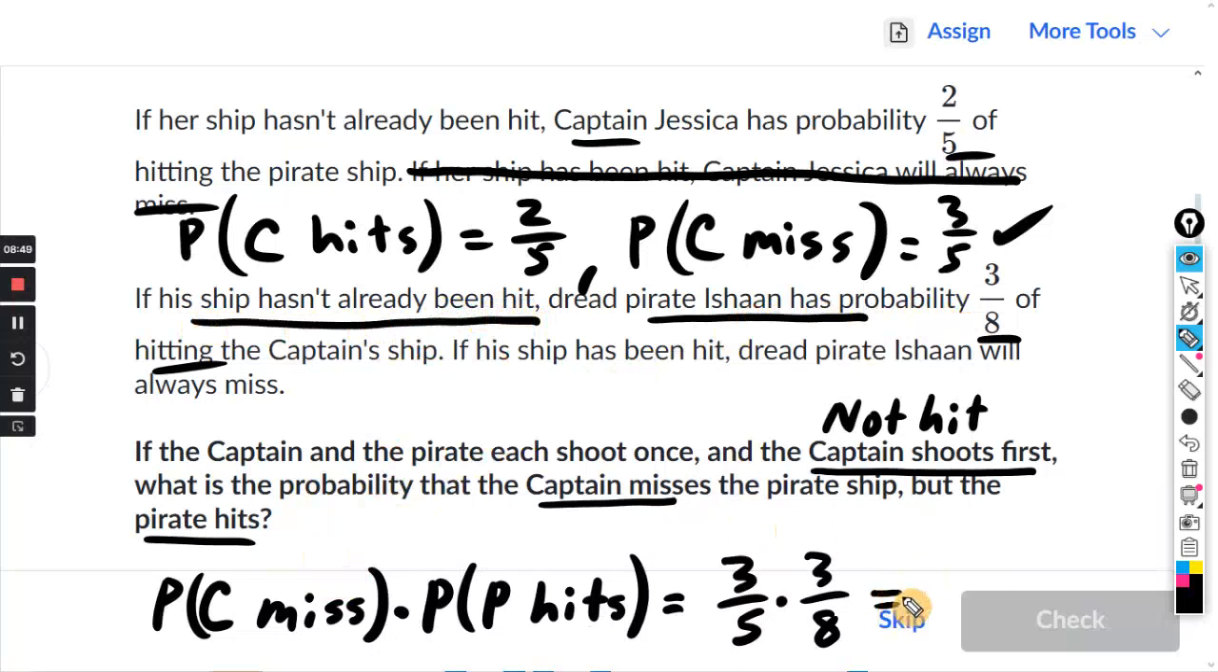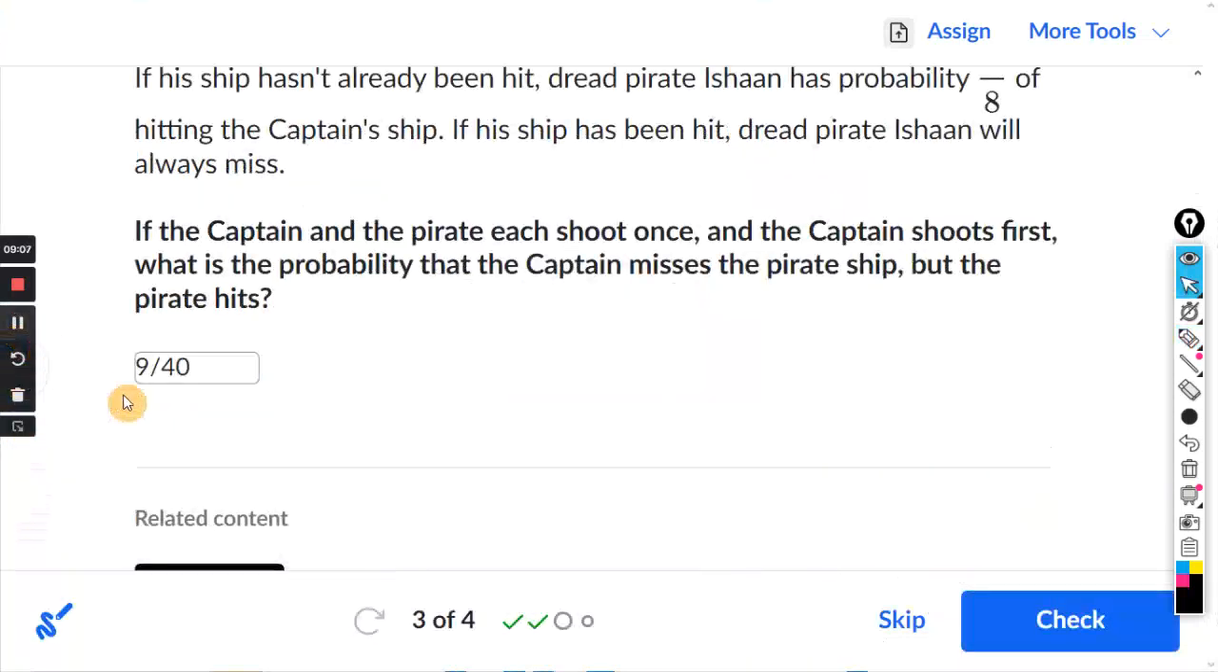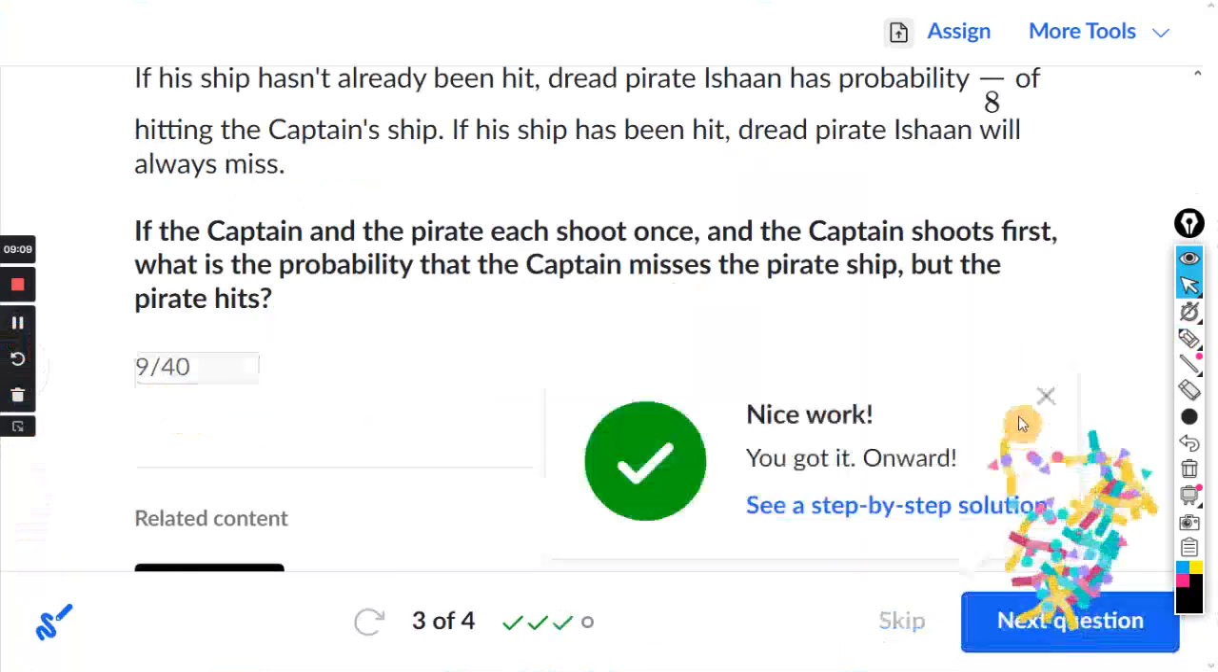So multiplying numerators, 3 times 3. Multiplying denominators, 5 times 8. And the answer is just 9 out of 40. Okay, you do not have to reduce. You don't have to make a decimal. In the box, 9/40.